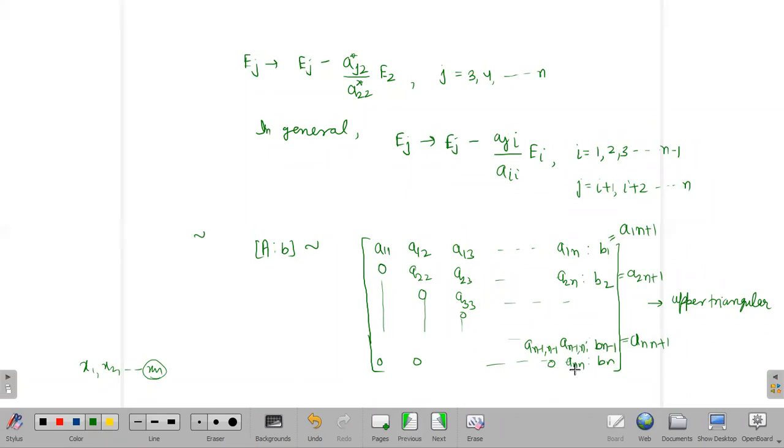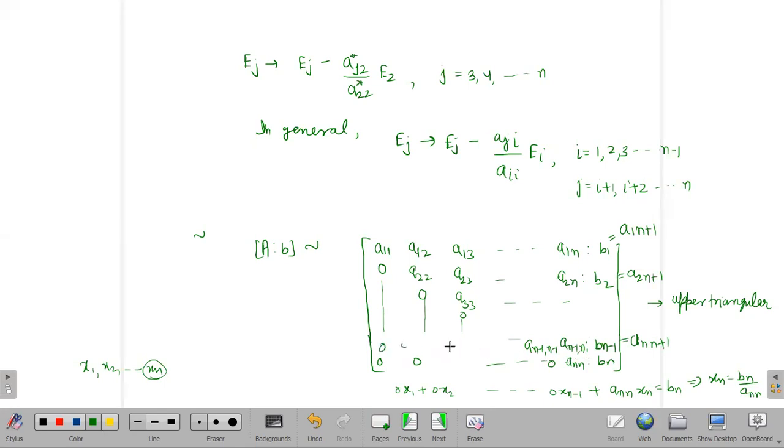So from here, you will get the xn coefficient, which is a_nn, because it is 0 into x1, 0 into x2, and 0 into x(n-1) plus a_nn into xn, which is equal to bn. So all entries are 0, 0, 0 here. You will get xn equal to bn by a_nn from here, from the last row.